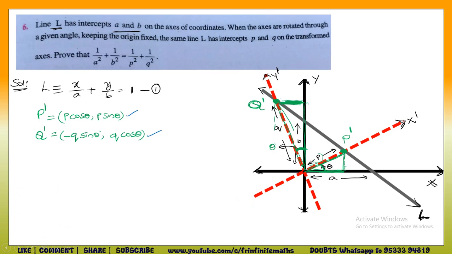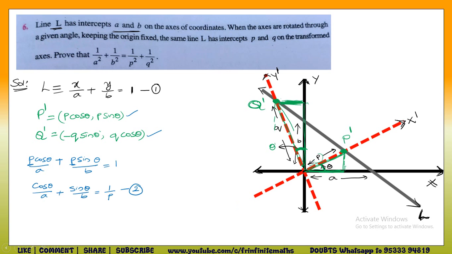So from that what I am going to get, p cos theta by a plus p sin theta by b is equal to 1. Now since it contains p in the numerator, if I take p common and transpose to that side, then I can write cos theta by a plus sin theta by b is equal to 1 by p. Let this be equation number 2.